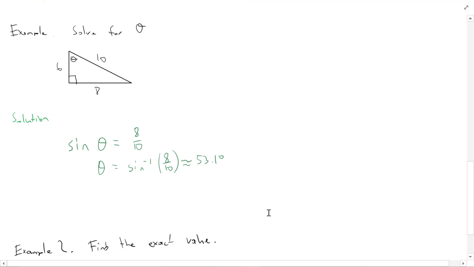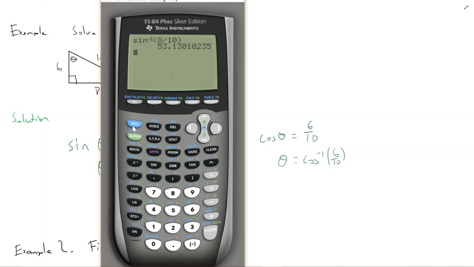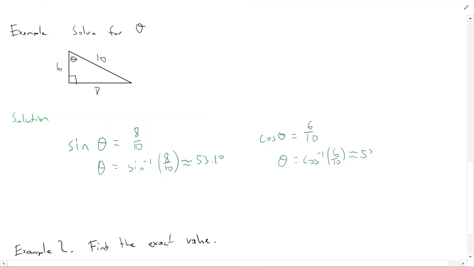Now notice what I could do, if I wanted to, I could have instead said, well, what's cosine of theta equal? Well, that's adjacent over hypotenuse, so 6 over 10. So now if I solve this for theta, inverse cosine of 6 over 10, I should get the exact same answer. So let's just double check. Inverse cosine of 6 over 10. Notice I get the exact same thing, so approximately 53.1 degrees.